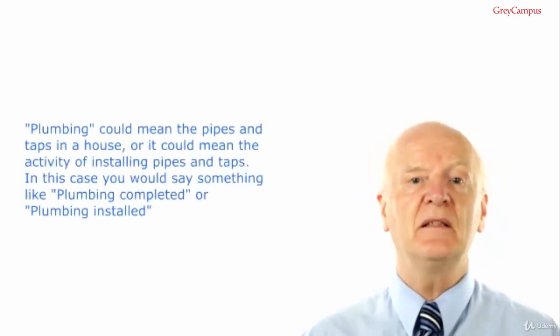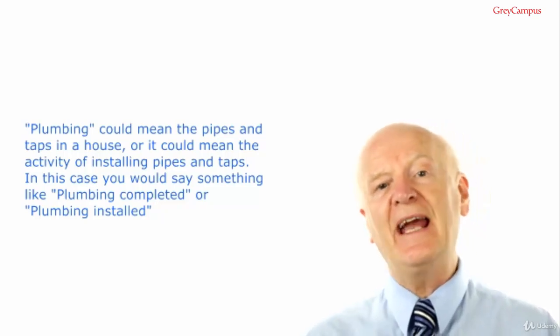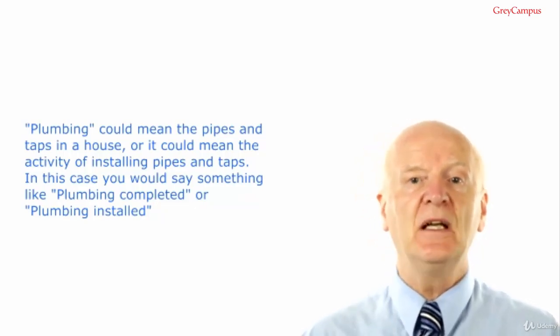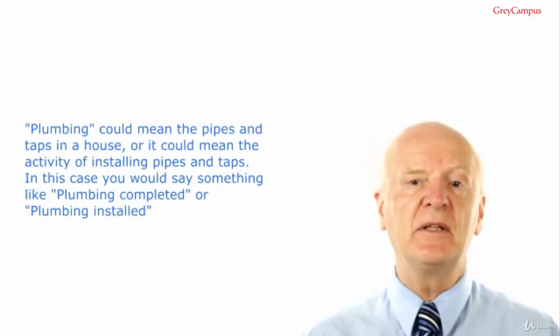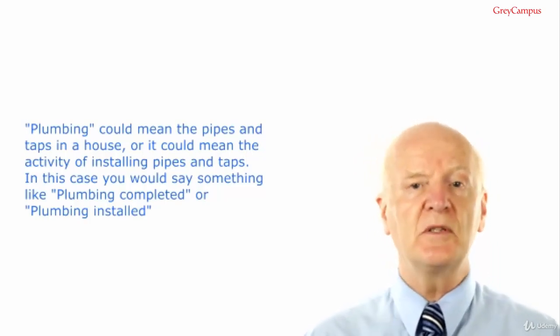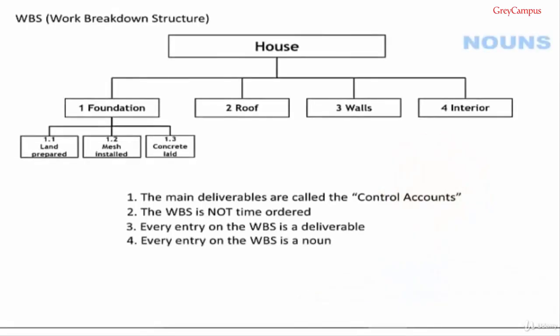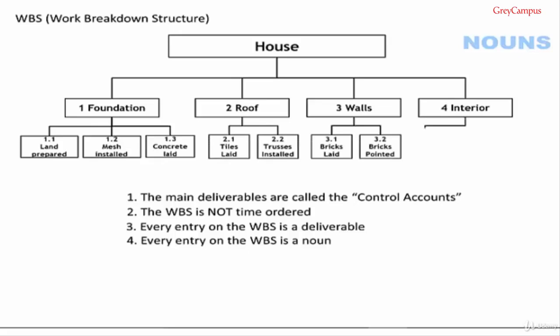Some deliverables are problematic because in English the deliverable and the activity to produce the deliverable is in fact the same word. For example, plumbing. That could mean the pipes and taps in the house, or it could mean the activity of installing pipes and taps. In this case, you would say something like plumbing completed or plumbing installed, so there's no misunderstanding. When you're creating a work breakdown structure, you must check that every entry on it is a noun. That's the easy way to check. And we could similarly decompose the other control accounts. I've left the last one with a question mark to represent the others that we need.